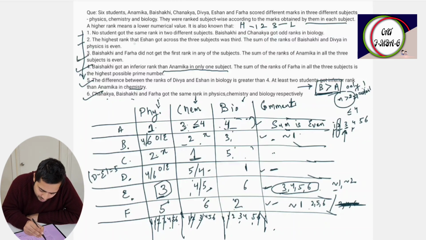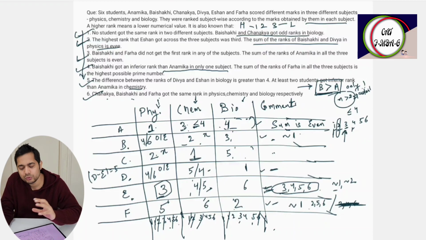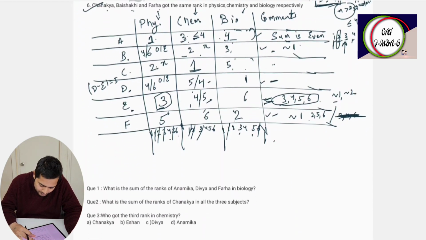This is done. The highest rank that Ishan got is 3rd here. And the sum of the ranks of Besaki and Divya in physics is even. This is done. No student got the same rank in 2 different subjects. B and C got odd rank in biology. All the clues we have used completely. No other clues left. We have been able to fill the table up to the best of our ability. Let us see the questions.